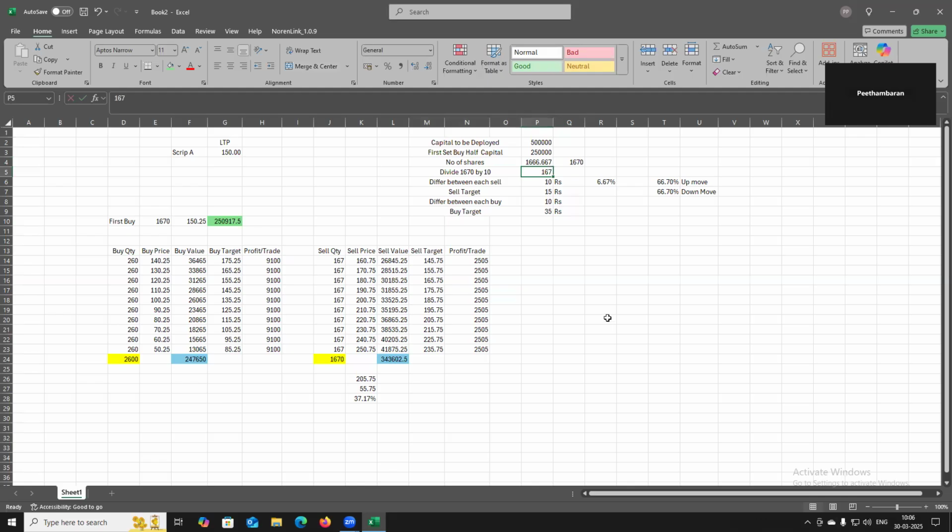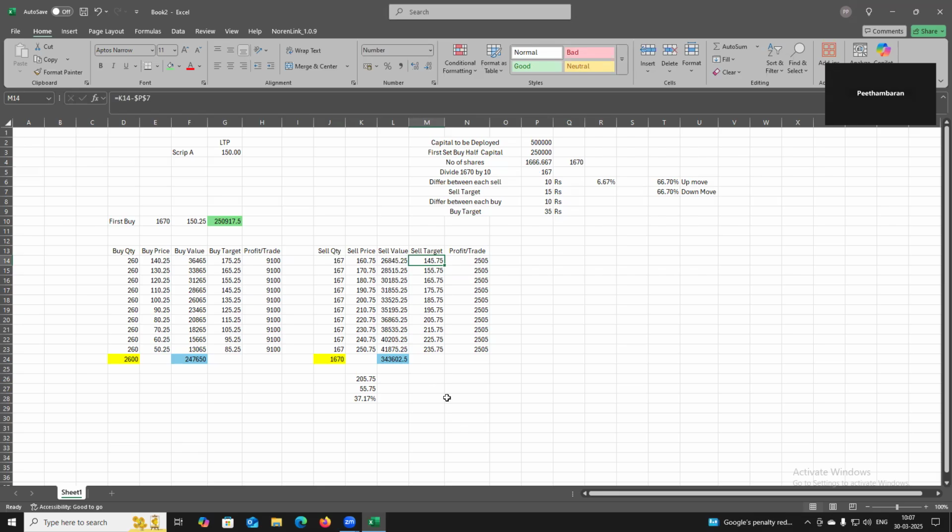Now what I'm going to do is that once the shares come into my DP, I am planning to sell these shares 10% each time it goes up by 10 rupees. That is why I've written difference between each sell 10 rupees. So the moment it goes to 160.75, I will sell 10% of 1670, which is 167 shares, and I will release 26,845 rupees value. Now, if the share falls, I am planning to buy it back at 145.75, which is 15 rupees from my sell price. So every trade gives me a profit.